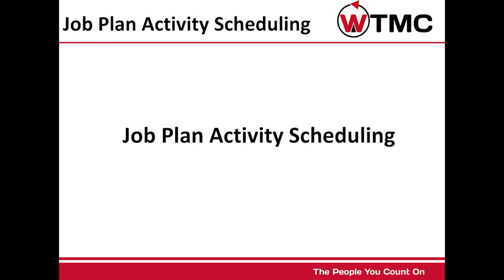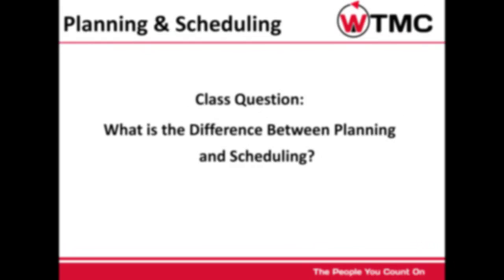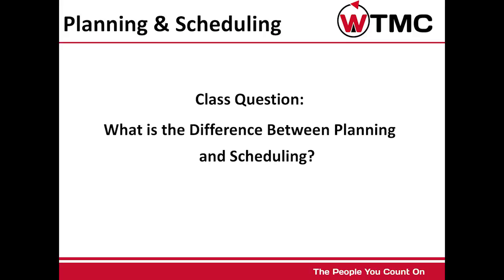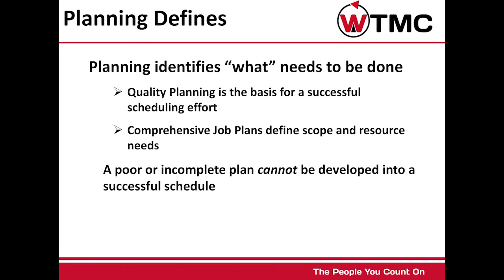Let's continue. Now we will review job plan activity scheduling. A question to consider: what is the difference between planning and scheduling? Planning identifies what needs to be done. Quality planning is the basis for a successful scheduling effort. Comprehensive job plans define scope and resource needs. A poor or incomplete plan cannot be developed into a successful schedule.